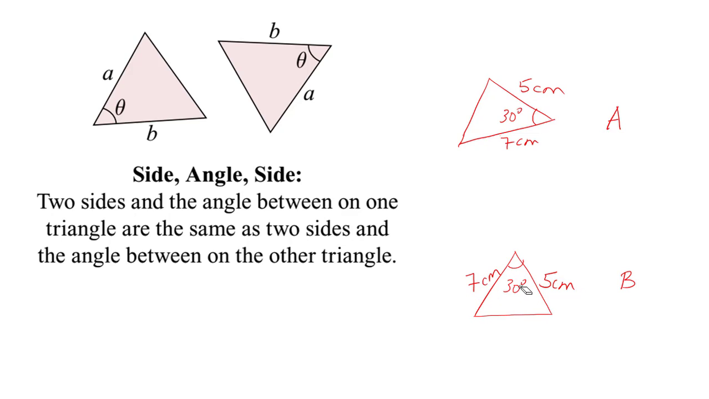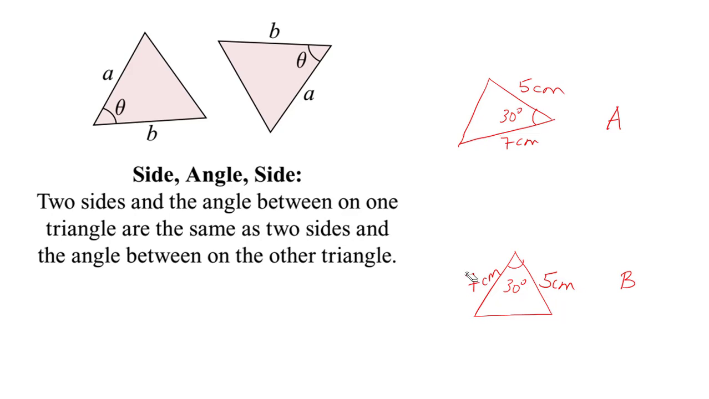They are congruent. So the first condition is what we call a side, angle, side. Now what that means is that you've got two sides with an angle between them. So if in the first triangle, the angle between two sides is the same as the angle between the other two sides on the other one, and those two sides are also the same, then we say that these two triangles are congruent. So the 30 goes with the 30 here. The 7 here is the same as the 7 here, and the 5 there is the same as the 5 there.